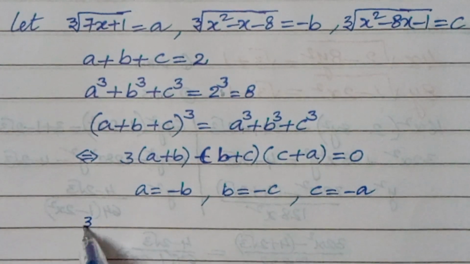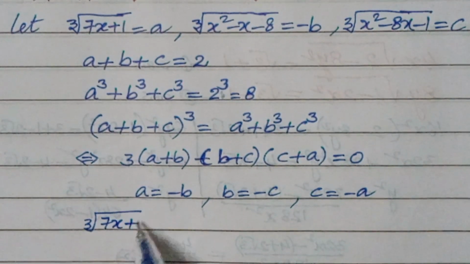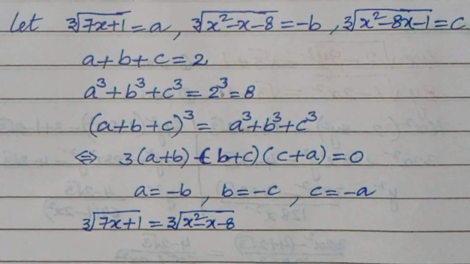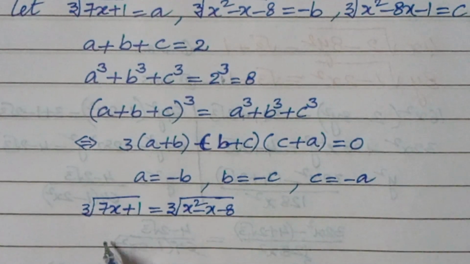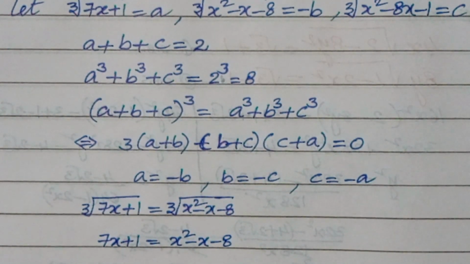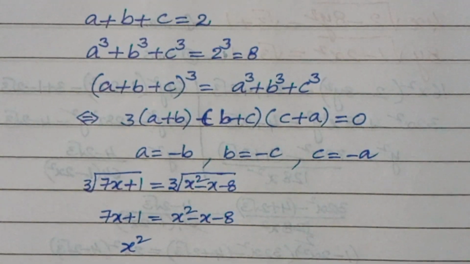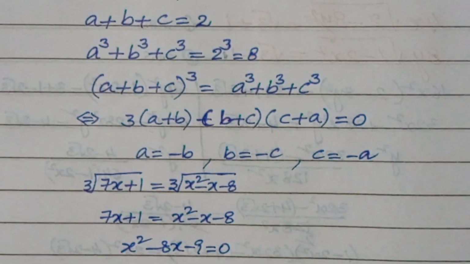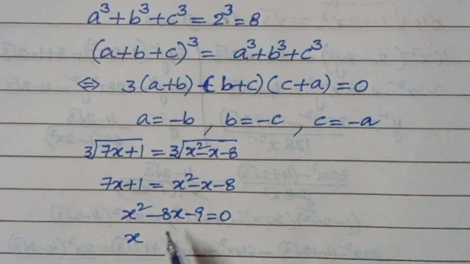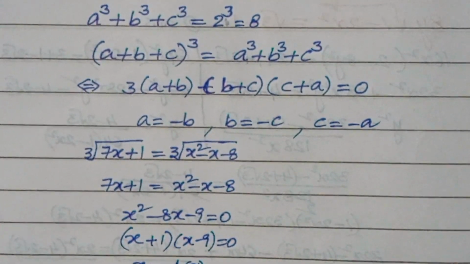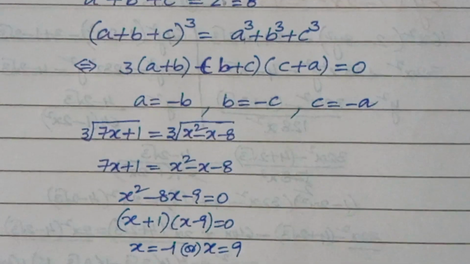So what is a? Cube root of 7x plus 1 is equal to cube root of x square minus x minus 8. First you will solve this. So we get 7x plus 1 is equal to x square minus x minus 8. Send all the terms to one side, we get x square minus 8x minus 9 equal to 0. Here you will get the factors: x minus 1 into x plus 1 into x minus 9 equal to 0. From this you will get x equal to minus 1 or x is equal to 9. So this is the first one.